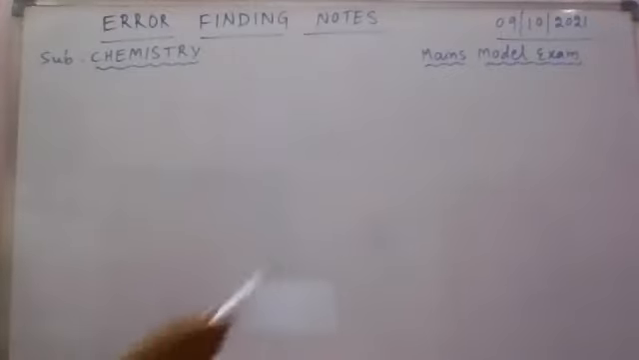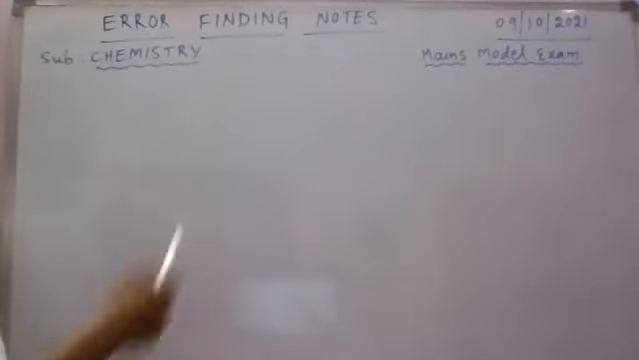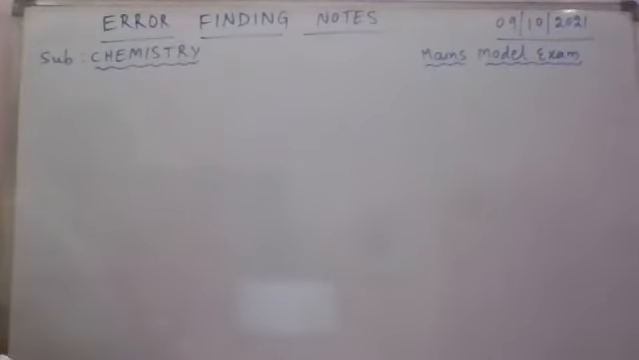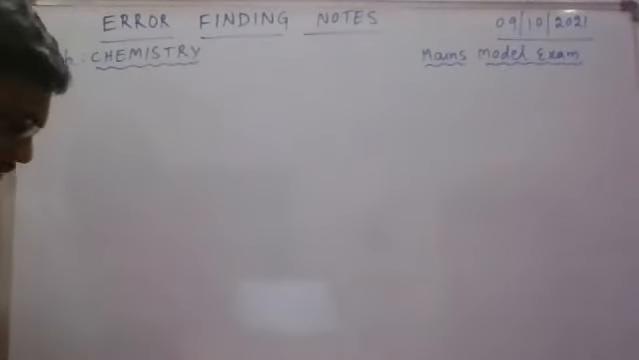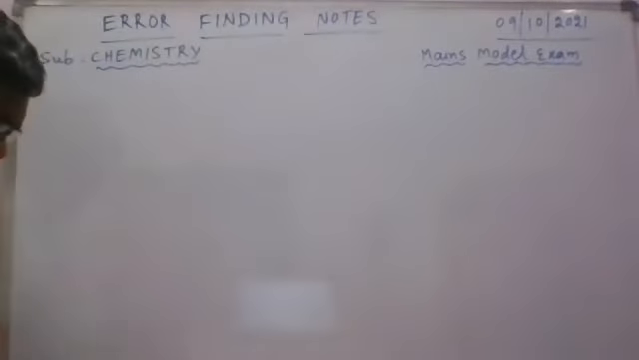Today you have written the mains model examination. This is the errors finding notes for the chemistry part. Errors finding notes means that after completion of every mains model and advanced model, you have to write the solutions of the questions in which you made mistakes in the examination and the questions which you left in the examination. All of you maintain errors finding notes after completion of every mains model and advanced model exam.